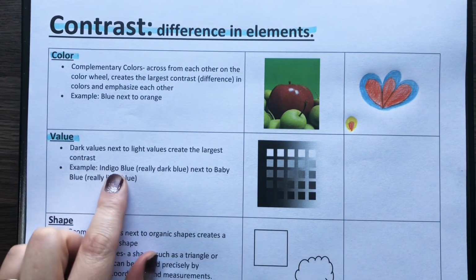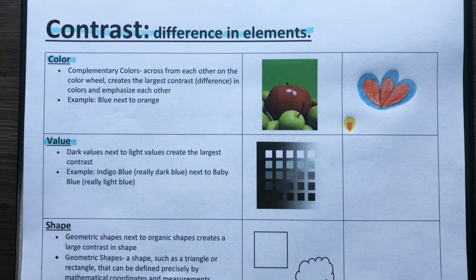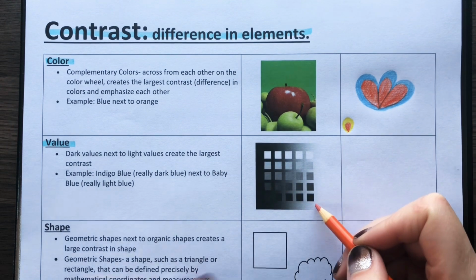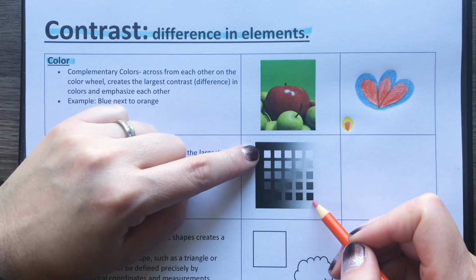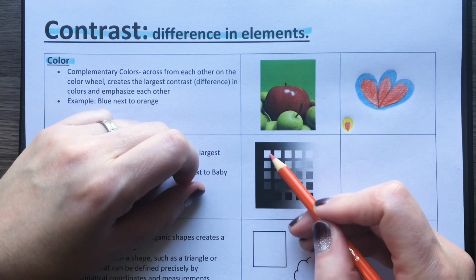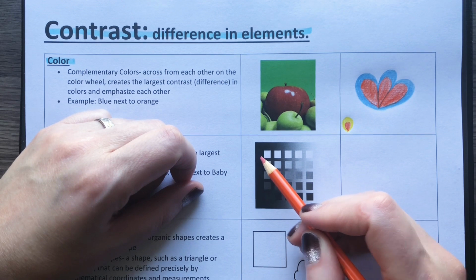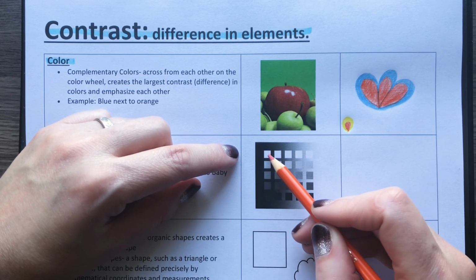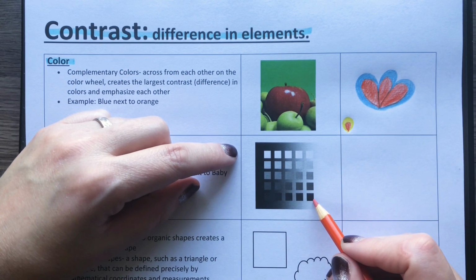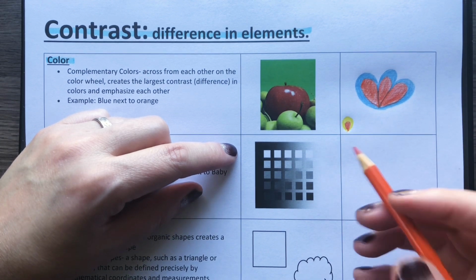So an example would be indigo blue, a really dark blue, next to a baby blue, a really light blue. Now, if we look on this little paper here, you can see these 2 squares stand out the most. This one probably stands out the most because it is a white square next to black. That's a high contrast because there's a big difference, so it stands out the most. This one down here, a black square against the white background, stands out pretty well too.